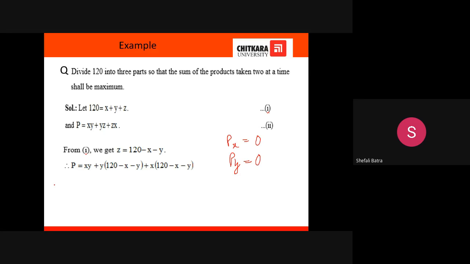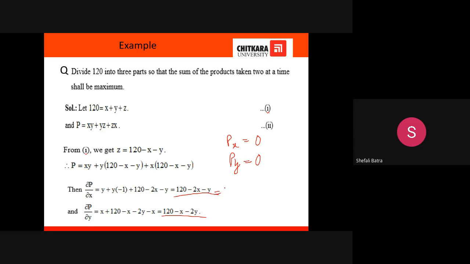Anyone who has done px? Derivative of p with respect to x? Yes, beta, tell me. Ma'am, it's 120 minus 2x minus y. Correct. Similarly, py is 120 minus x minus 2y. I hope, Ishita, you're getting the same. Yes, ma'am, same. Okay.